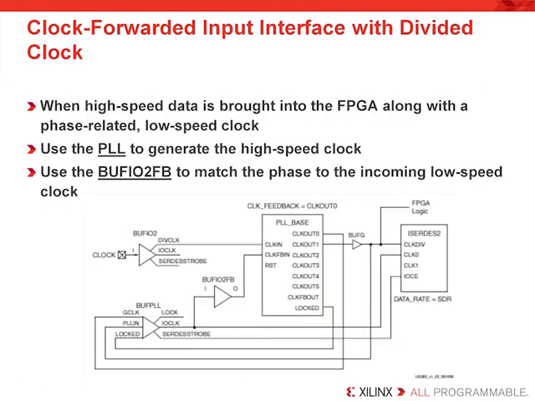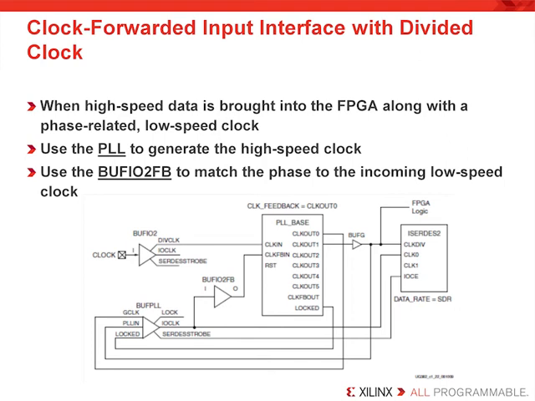When high-speed data is brought into the FPGA along with a phase-related low-speed clock, we're going to build a clock-forwarded input interface just like this. And in this case, we're going to use the PLL to generate the high-speed clock and then use the BUFIO2 feedback to match the phase to the incoming low-speed clock.